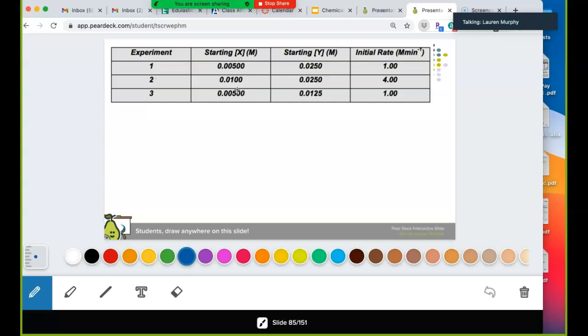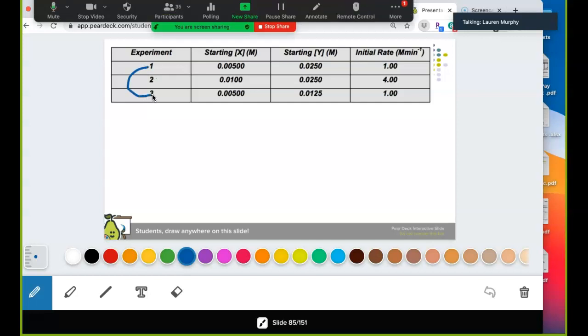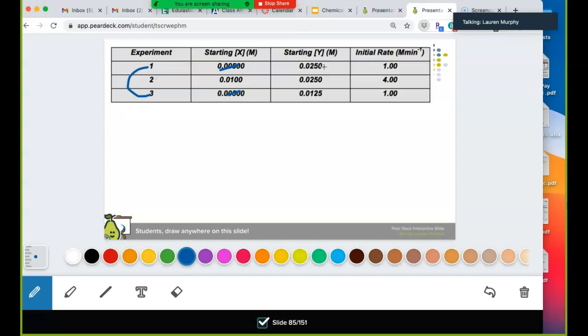1 and 3. So kids get used to doing ones that are right next to each other, like 1 and 2, 2 and 3. It doesn't have to be that way. So we have to compare experiments 1 and 3. Why? Because this is where x is not changing and y definitely is.